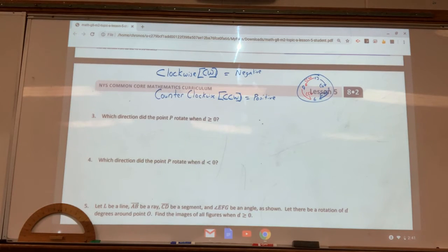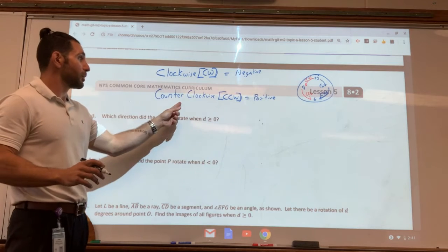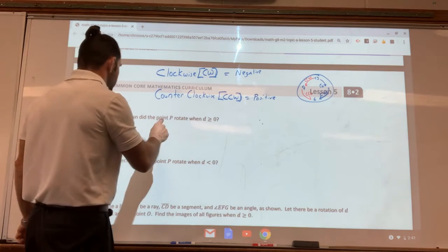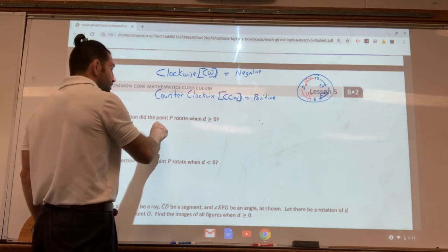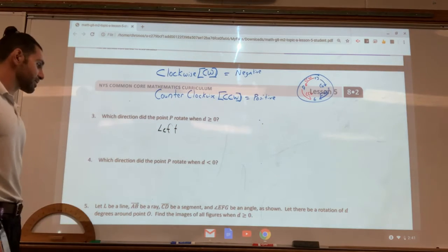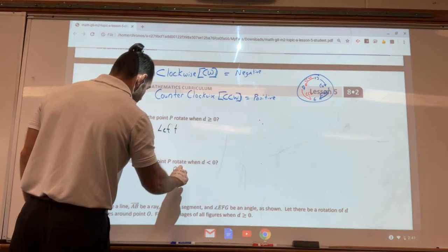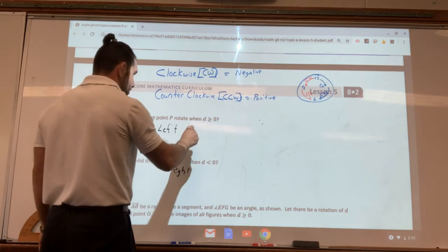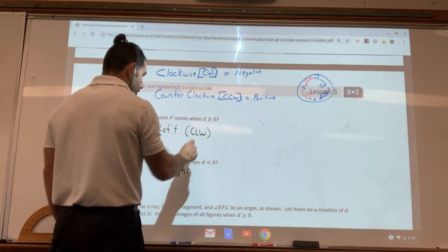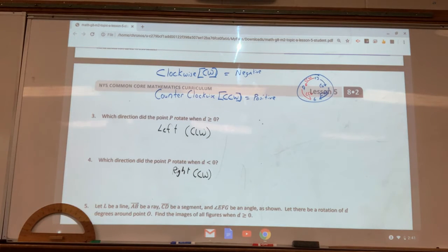Okay, so which direction did the point P rotate when it was positive? Well, when it's positive, it's rotating counterclockwise. So direction, it rotates to the left. Which means, which direction did the point rotate when it was negative? Well, it rotated to the right. Another way that you could call this was counterclockwise or clockwise. Okay? Positive, counterclockwise. Negative, clockwise.